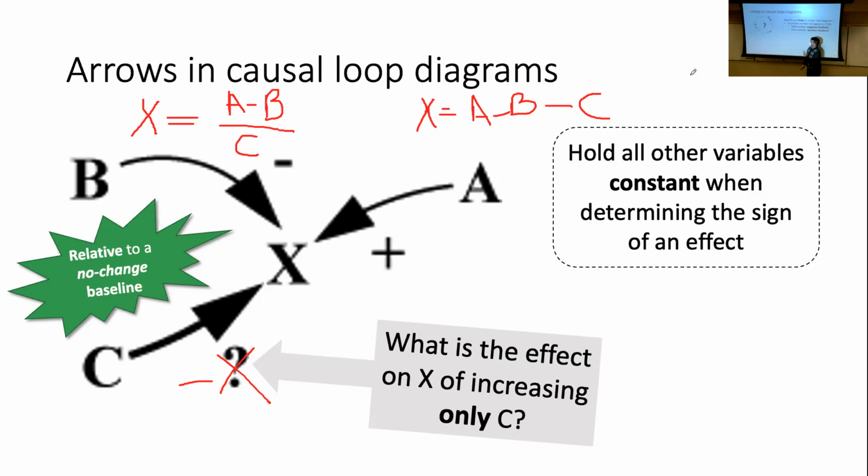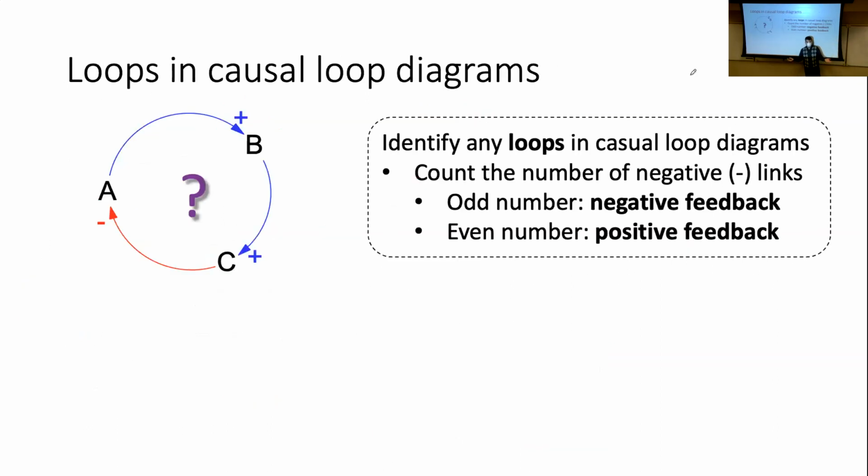Okay, great. All right, so then once we've labeled our links, we have to come up with the loops. We have to find the loops. And so you find loops by starting with a variable and finding a path, following the link arrows back to the variable. And so when we do that, as we start from a variable like A or B or C, it doesn't matter where I start, we go all the way around and we count the number of negative links. If there are an odd number of negative links, then it's a negative feedback loop. If there's an even number of negative links, including 0, it's a positive feedback loop.